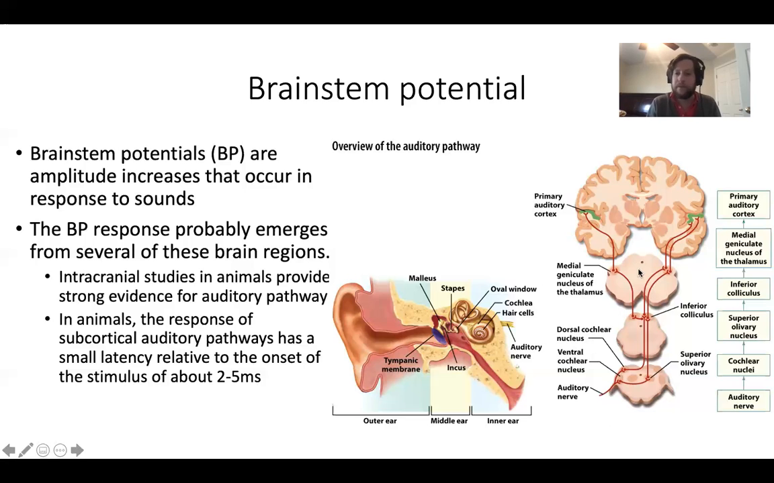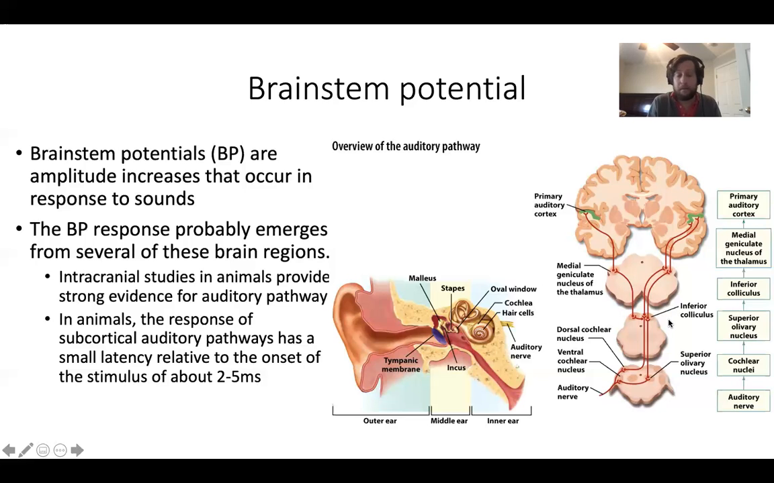And all of these are potential sources of the brainstem potential. So it's not 100% sure which of these, or if there's one particular part of this, which is underlying the brainstem potential responses. It probably is all of them.